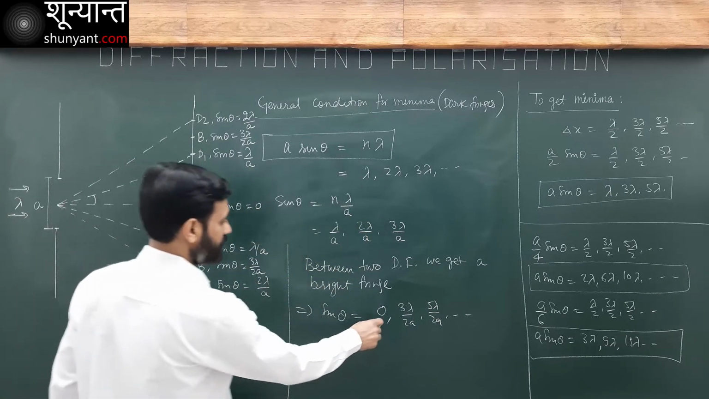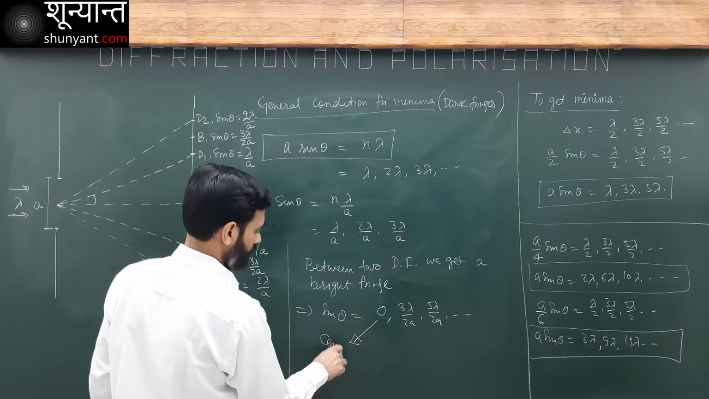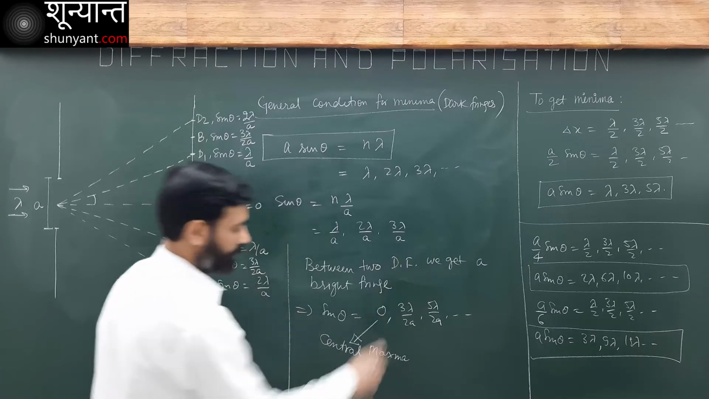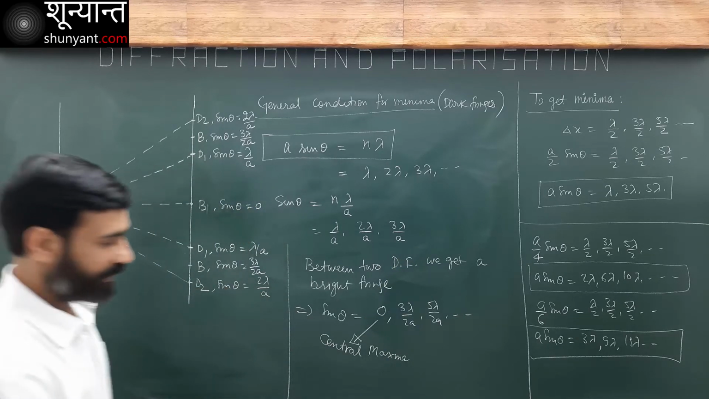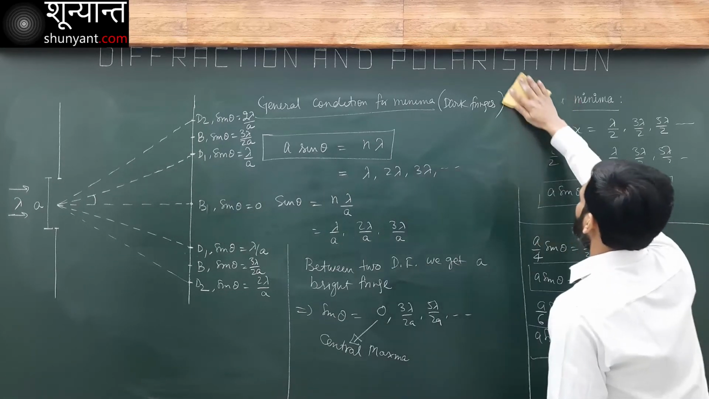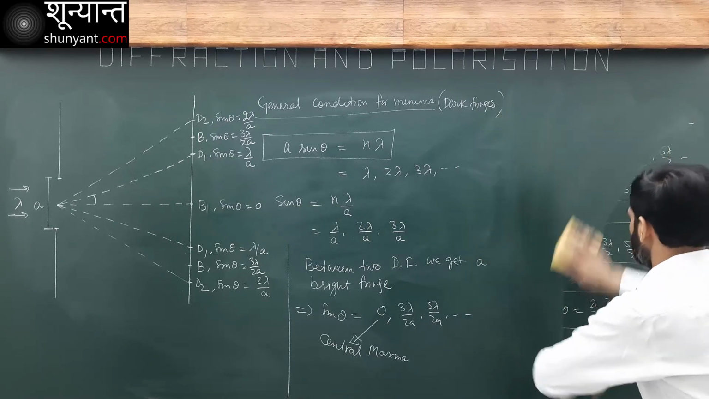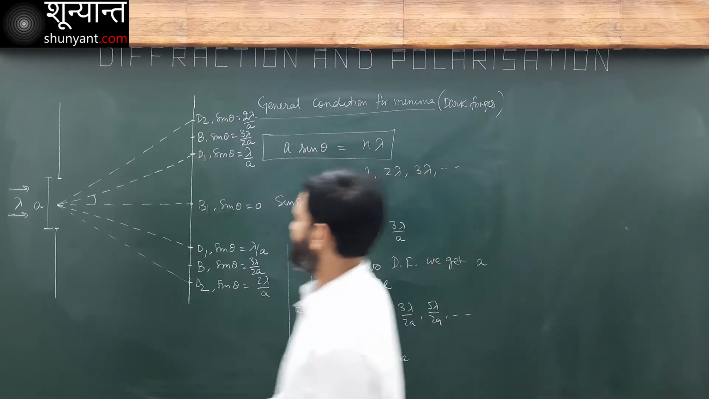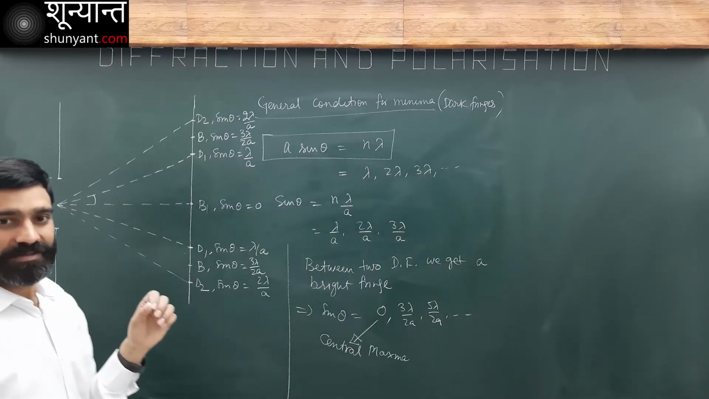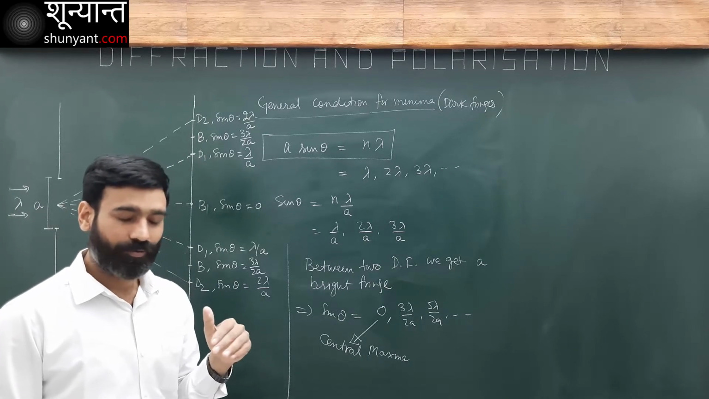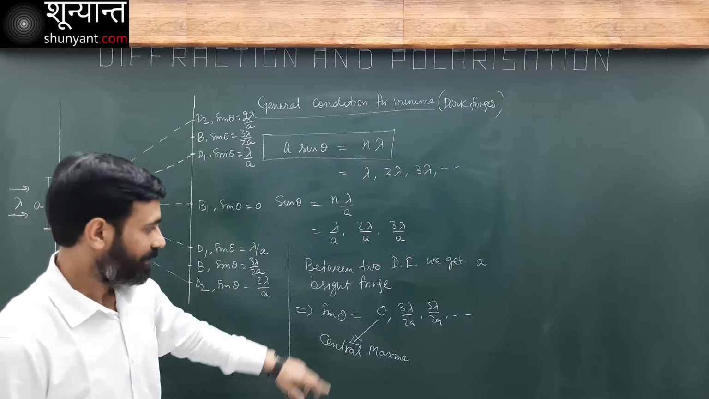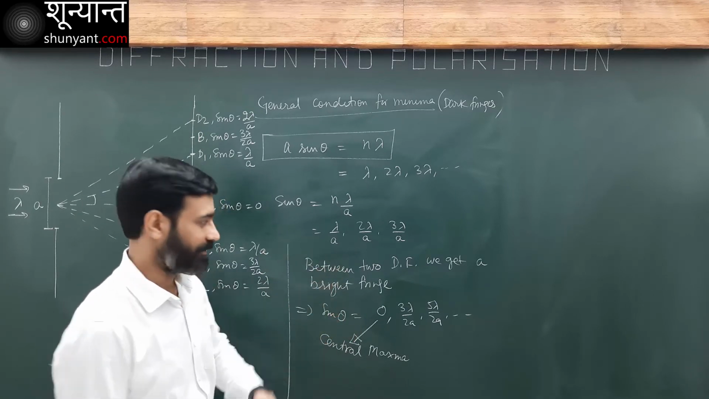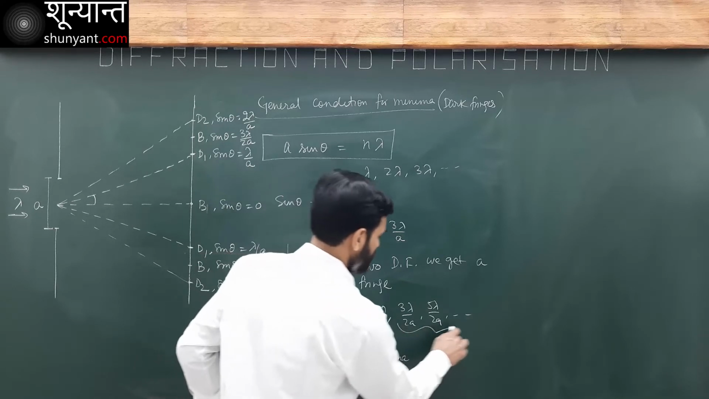Now this is known as central maxima. Central maxima, okay? Now, intensity variation is something that we are not going to discuss in detail here. I will just plot the graph and you have to remember that graph. That's it.